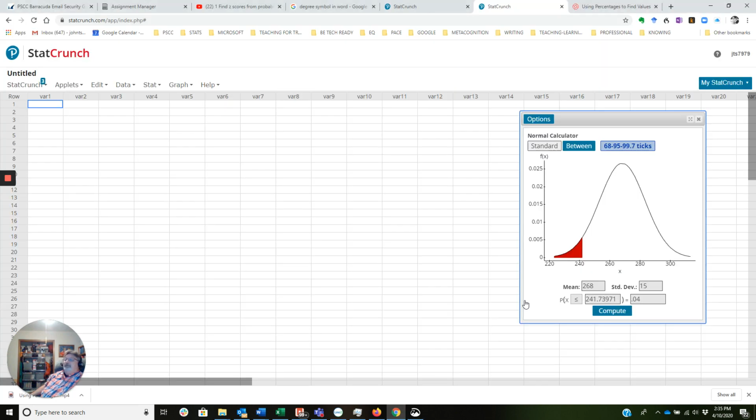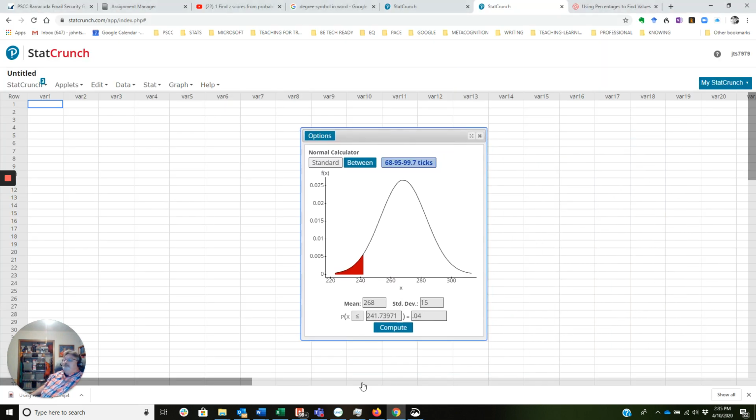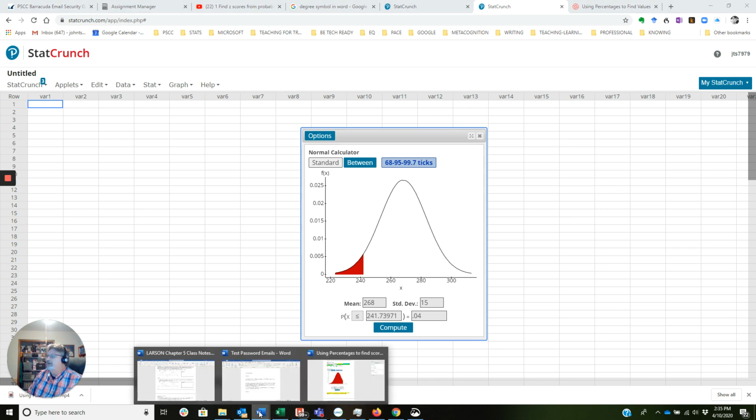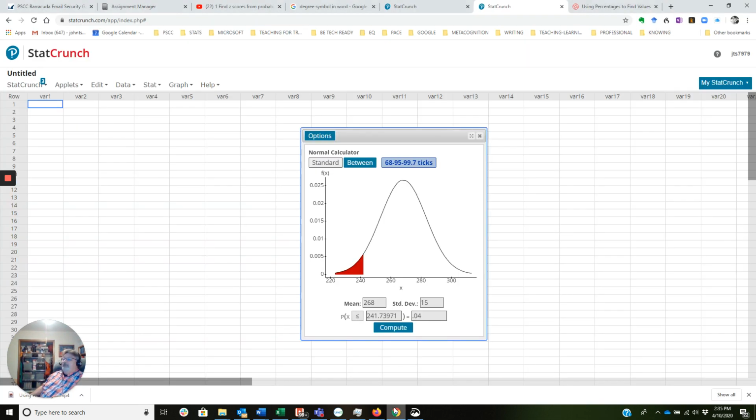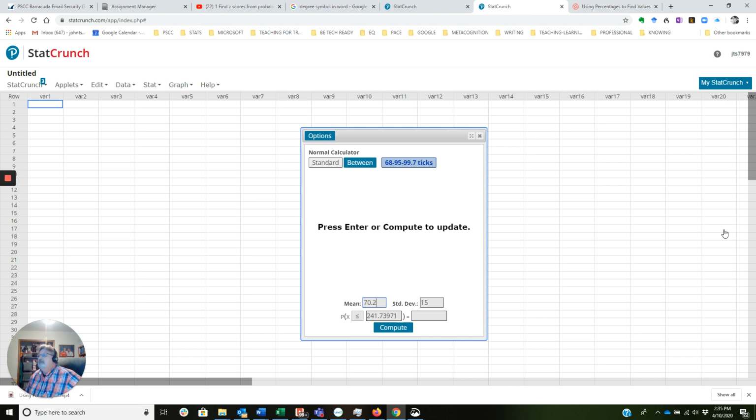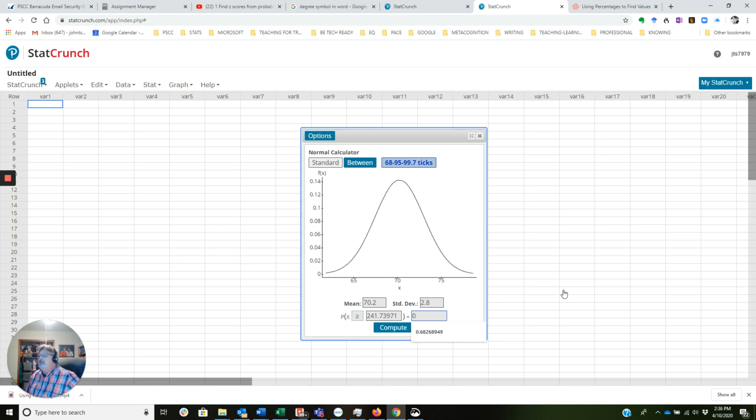I want to pull StatCrunch back up for just a minute. Well, actually, I did that too soon. I'm going to pull the document back up first, and that was 70.2 and 2.8. So when I pull StatCrunch up, 70.2 will go right here, 2.8. Now I can change this to a greater than sign and put 0.0.